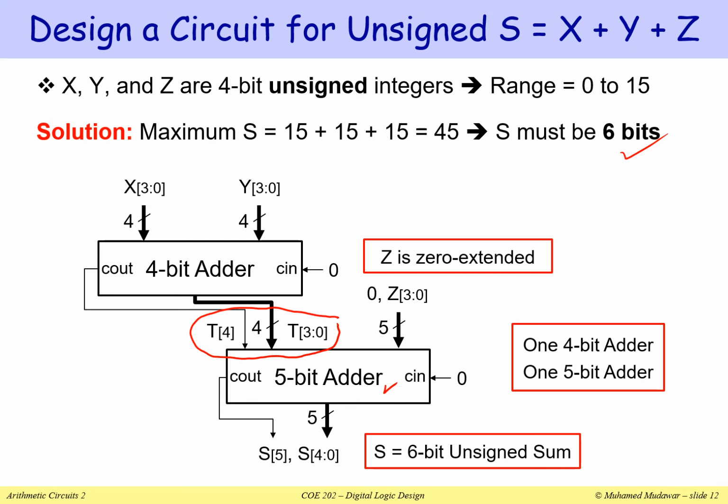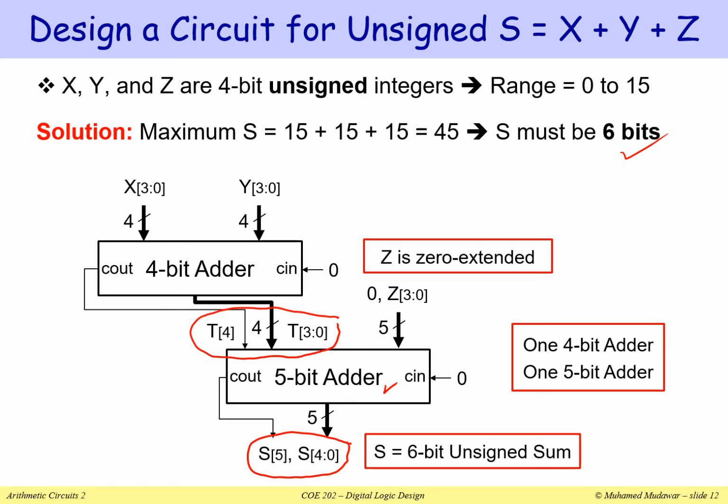So t here is the sum of x plus y, and then we take this t and we add it to z. Now z must be 0 extended to 5 bits because z is unsigned. So we use a 5-bit adder that is going to produce a 5-bit sum and a carry, and the carry becomes bit 5. So now in total we have a 6-bit unsigned sum.